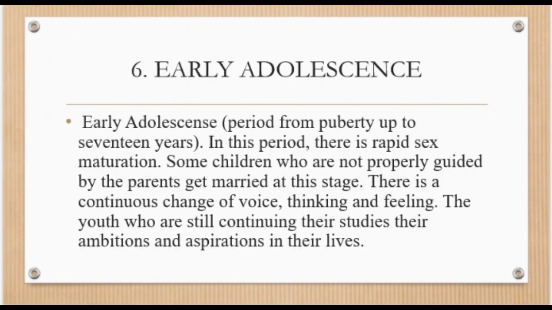Number 6, early adolescence. Early adolescence, period from puberty up to 17 years. In this period, there is rapid sex maturation. Some children who are not properly guided by the parents get married at this stage. There is a continuous change of voice, thinking, and feeling. The youth who are still continuing their studies have ambitions and aspirations in their lives.